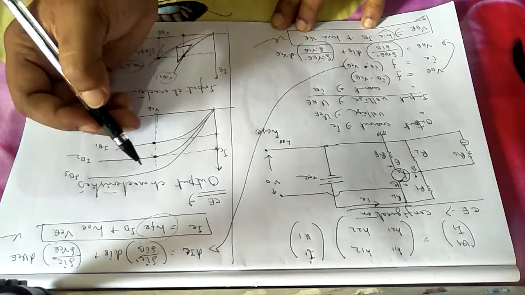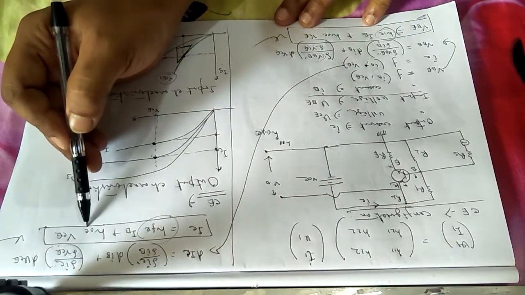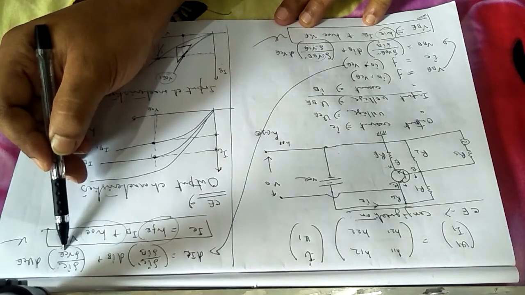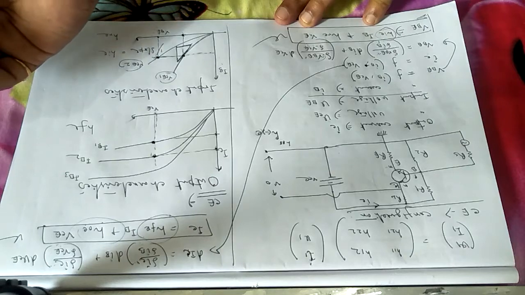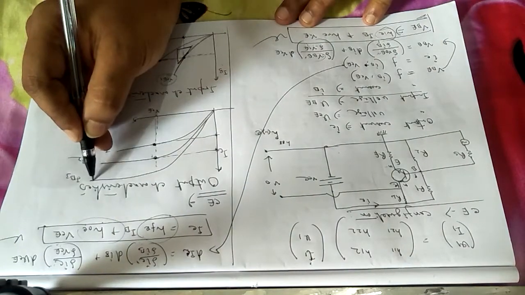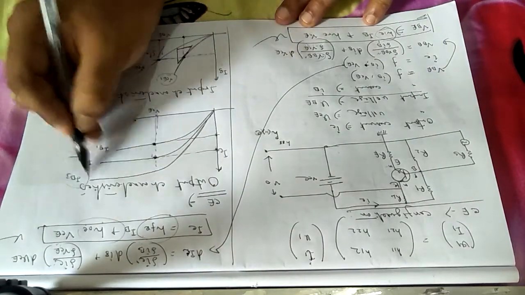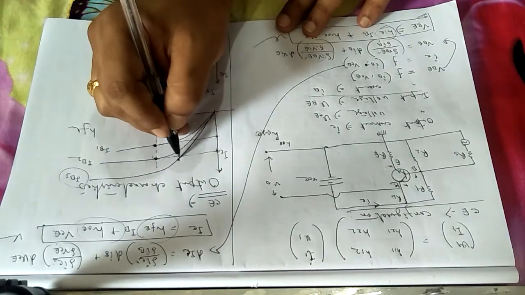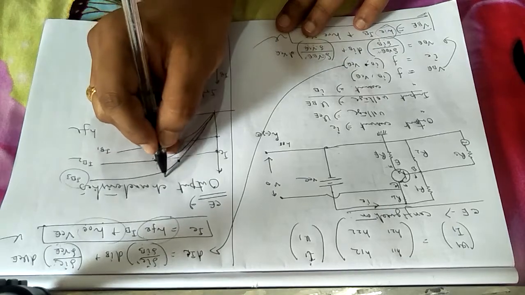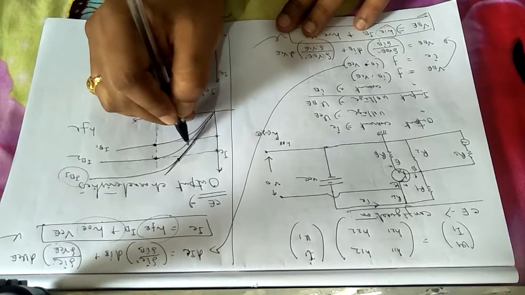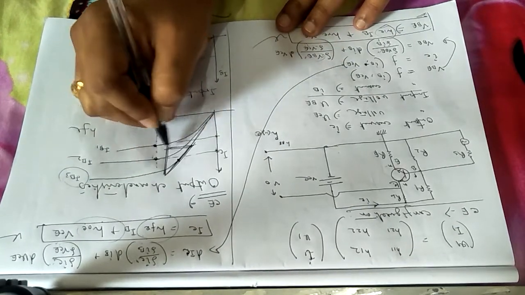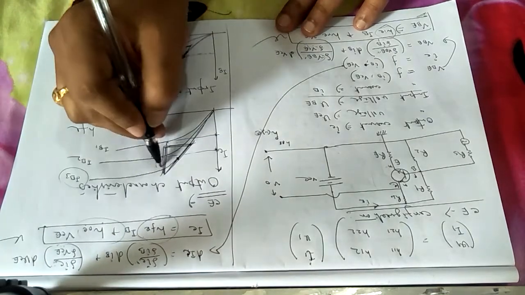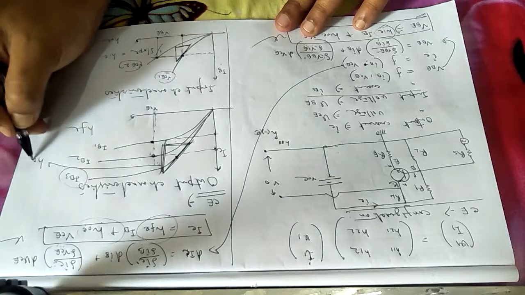Look at the next parameter, that is HOE, the output admittance, IC by VCE, when the other parameter is constant. Which one? IB is constant. Suppose on this particular curve IB is constant, IB3. So in that region, take one point and draw a tangent. On the tangent, find the slope. The value of the slope will be IC by VCE. I need the value of IC by VCE, so the value of the slope will give you the value of HOE.